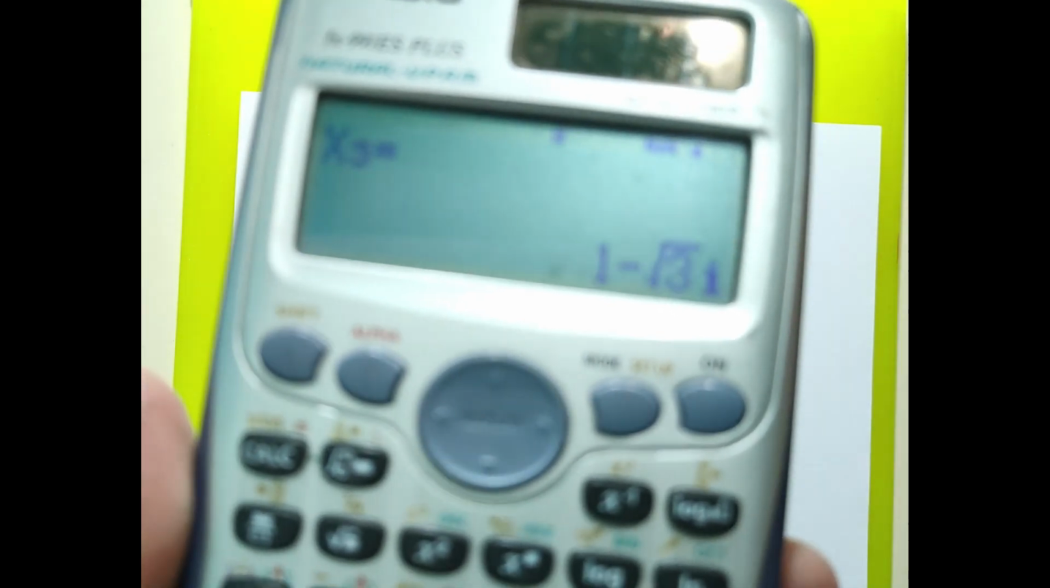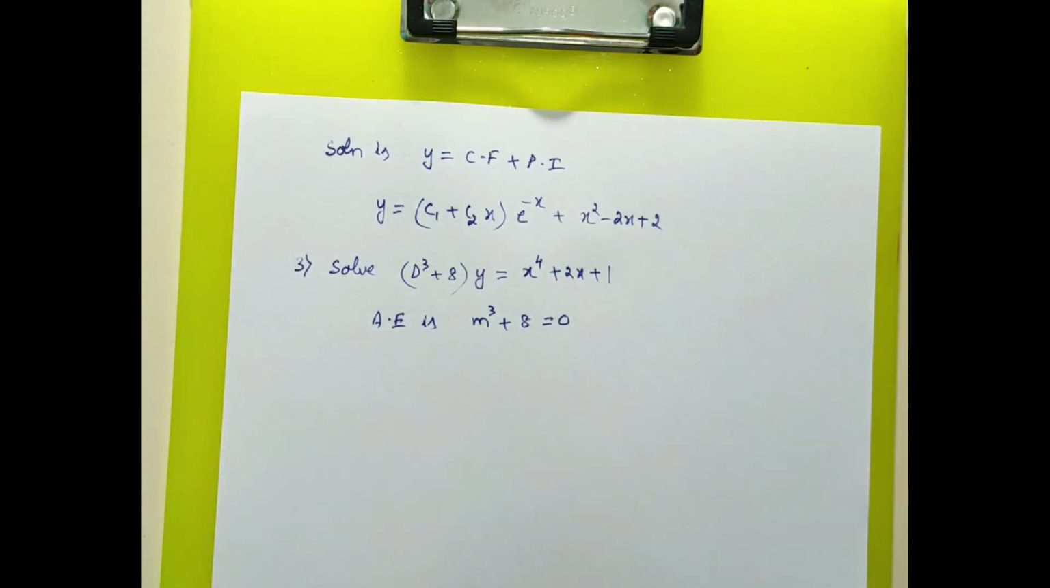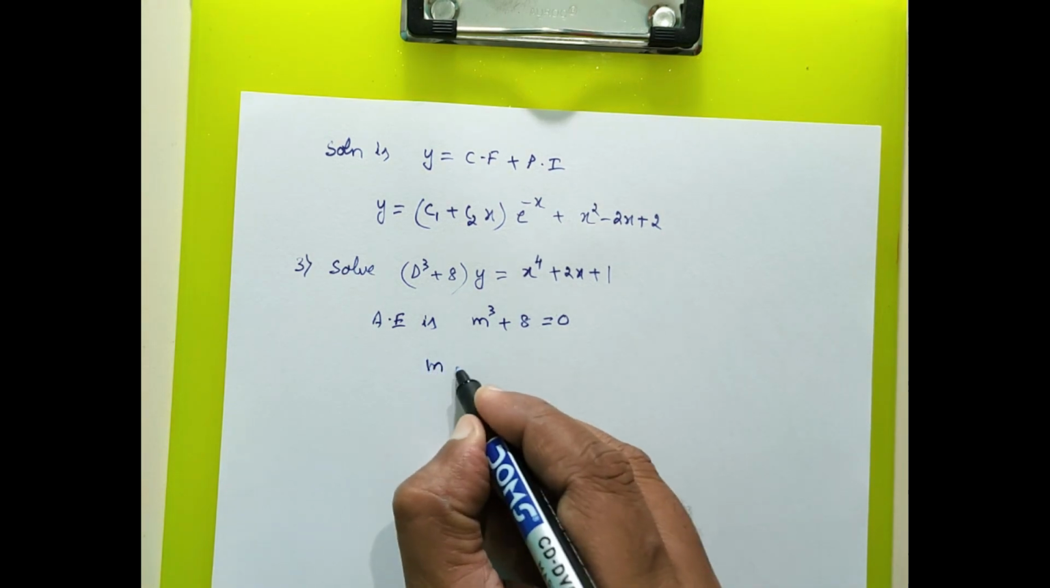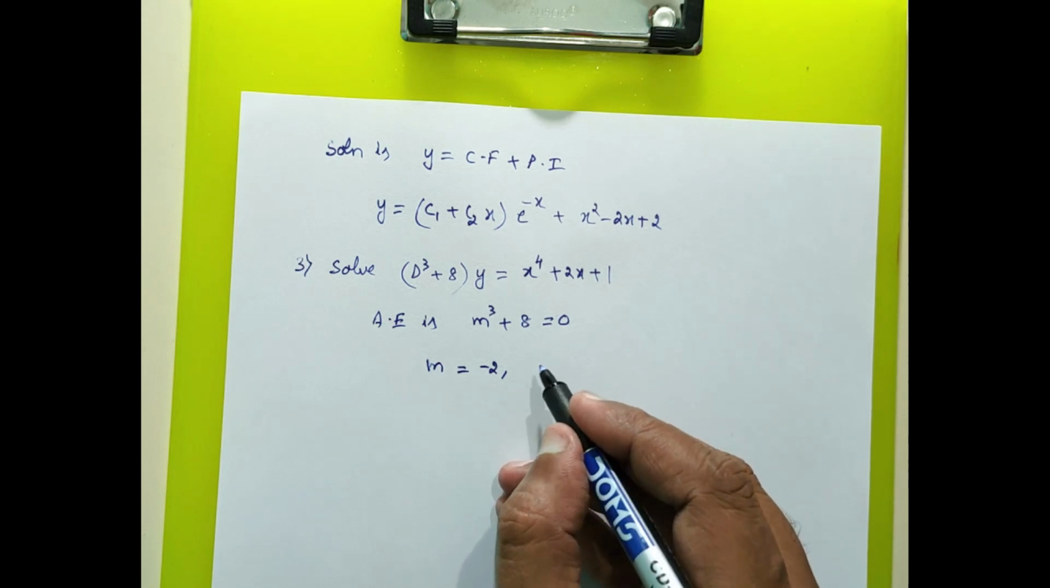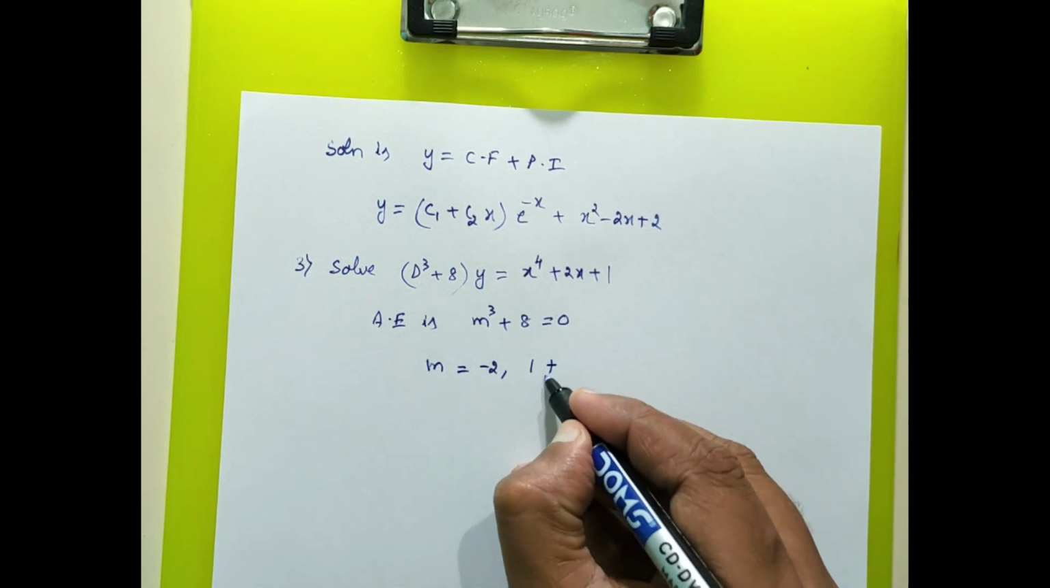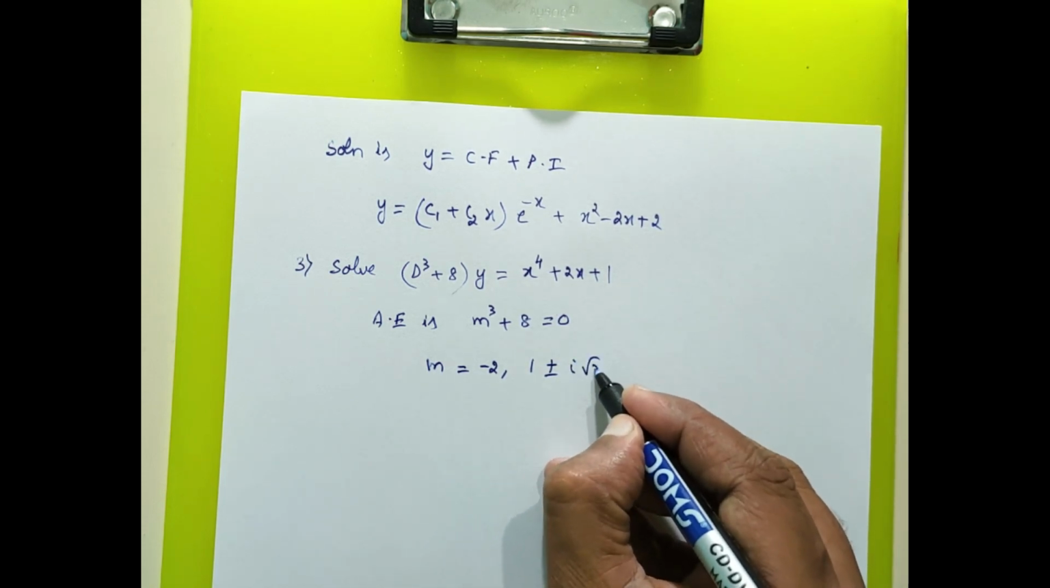The next root is 1 + √3 i. The next root will be 1 - √3 i. So these are the roots of the equation. So m will be equal to -2. The next is the complex root that we have, it is 1 ± i√3.